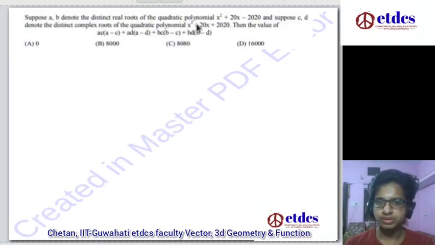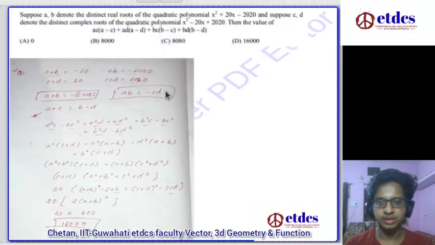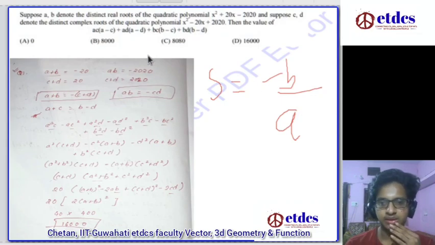So the first step could be to find the roots of the equation and then put the values in. But what we can do more interestingly is use the formulas for sum of roots and product of roots, where the sum is equal to minus b by a. So a plus b will be minus 20, and c plus d will be plus 20. Similarly, ab will be 2020 and cd will be minus 2020.